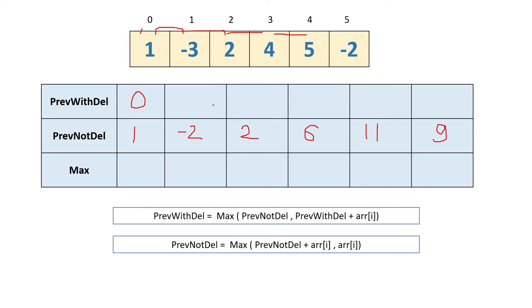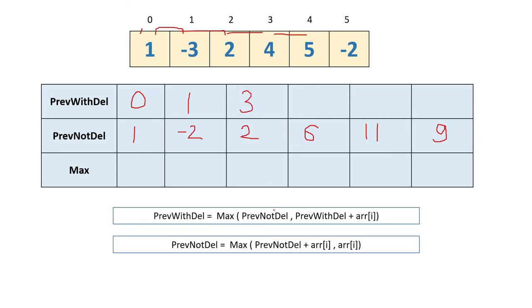I will fill up a couple of values, then I will make you understand this, because in the beginning, at 1 or 2 positions, you will not understand it clearly. We will just follow the formula first. So the previous not deleted value is 1 in this case, and previous with deletion is 0 plus minus 3, that will be minus 3, and 1. Which one is maximum? That is 1. Then you have to check here. Here the previous not deleted is minus 2 and previous with deletion is 1, plus 2, that is 3. So between 3 and minus 2, 3 is bigger.